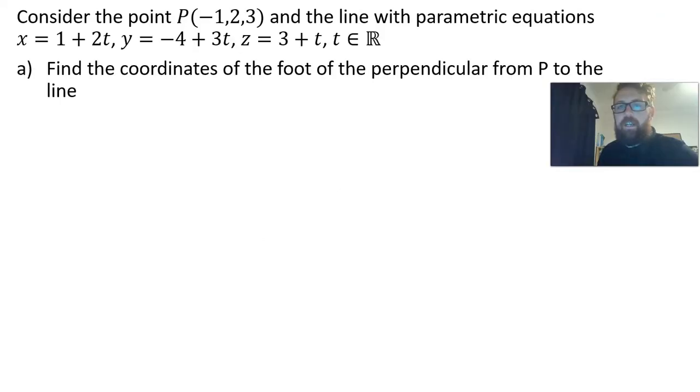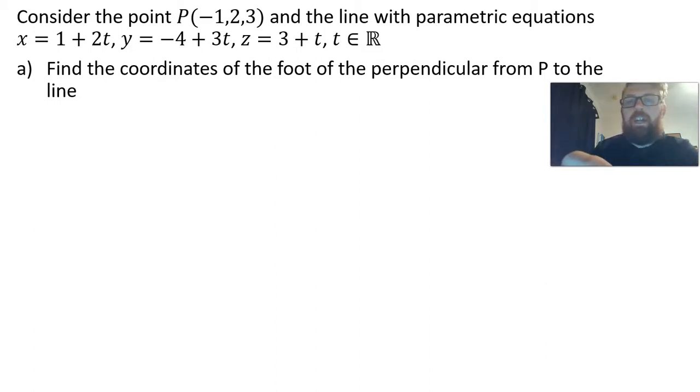So let's have a look at an example. We're going to consider the point (-1, 2, 3), and the line with parametric equations x equals 1 plus 2t, y equals -4 plus 3t, and z equals 3 plus t, where t belongs to the real numbers. We've first been asked to find the coordinates of the foot of the perpendicular from P to the line.